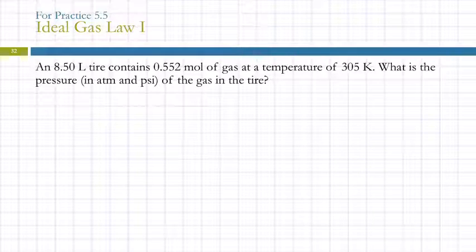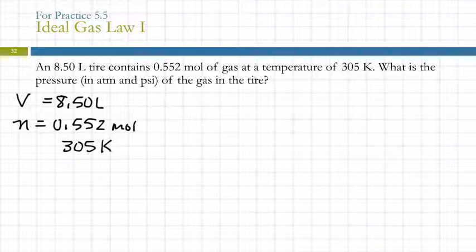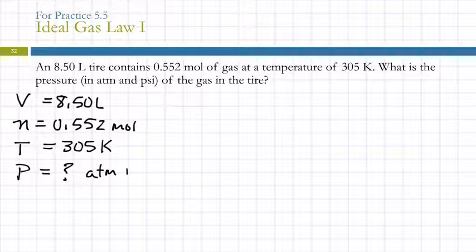So I'm just going to go through the numbers and write them down. 8.50 liters. Well, liter is a unit of volume. That's my volume. And then it says 0.552 moles. And what letter is that equal to? n. And then I have a temperature, 305 Kelvin. So that's T. And then the question is, what's the pressure? Pressure equals question mark. They want atm and psi.